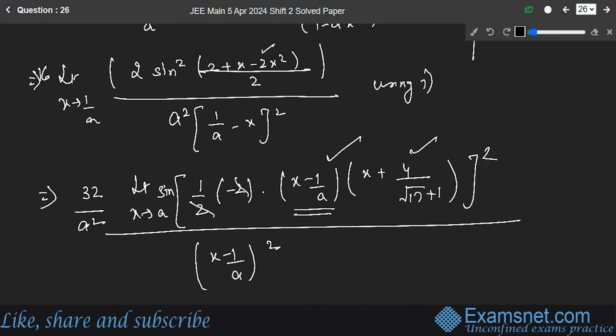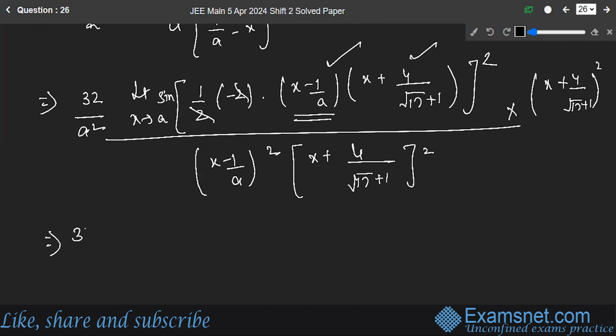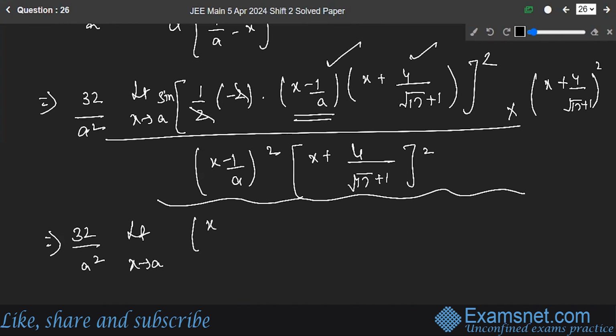And let's introduce this one. So this x plus 4 upon root 17 plus 1 whole square. Let's multiply here also, x plus 4 upon root 17 plus 1 whole square. So this becomes equal to 32 upon a square. And this thing will give me a 1. And you will be left with x approaching a, this.